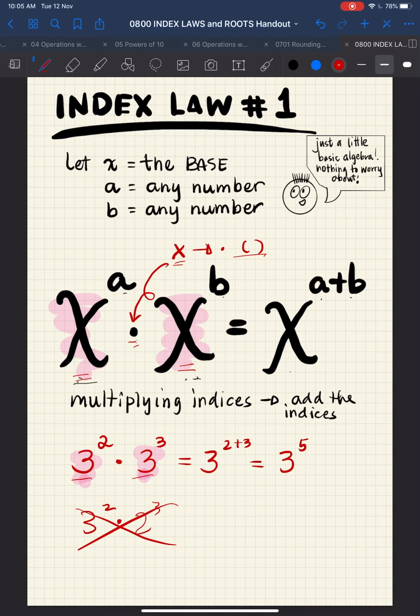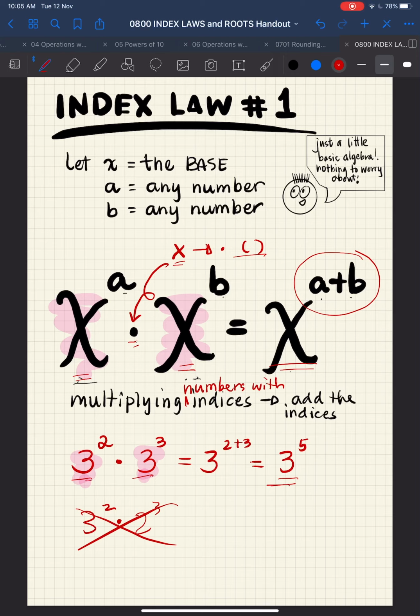So index law number 1: when multiplying numbers with indices, you add the indices, and the base remains the same. See, base remains the same.